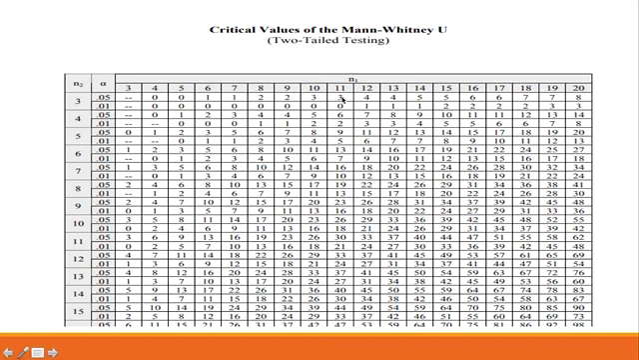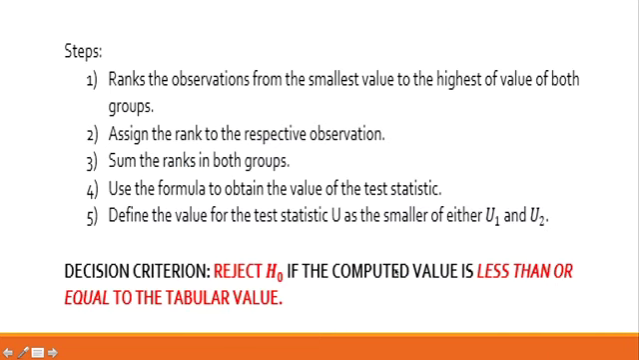So for instance, your n sub 1 is 10, n sub 2 is 10. So go here, n sub 1 10 and n sub 2 10 at 0.05, so that the tabular value is 23. Or if n sub 1 is 7 and n sub 2 is 6, at 0.05, your value is 6. Or if n sub 1 is 13 and n sub 2 is also 13, then at 0.05, you will see it here, that's 45. That's how to use the table, as simple as that.